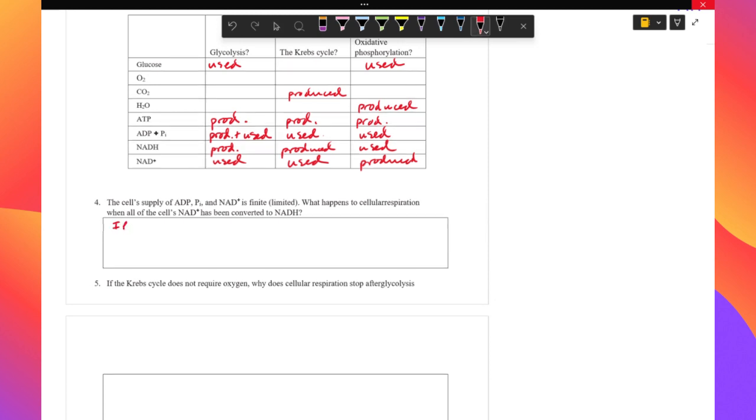So if NAD+ is unavailable, glycolysis and the citric acid cycle cannot proceed due to a lack of substrate.